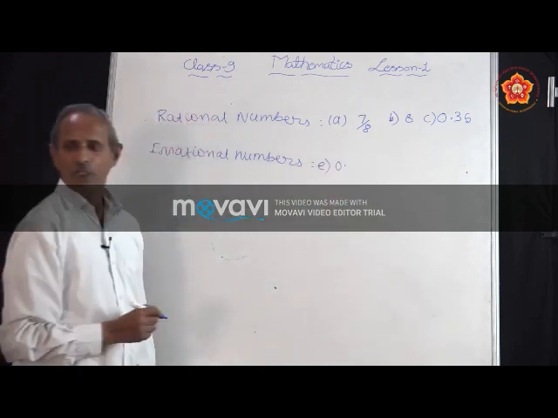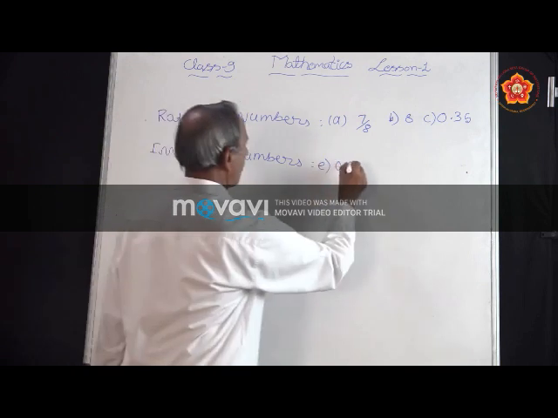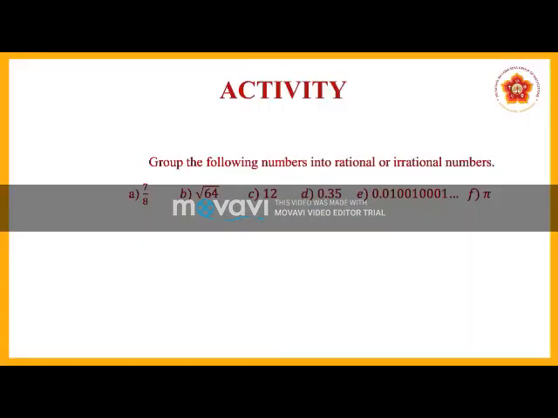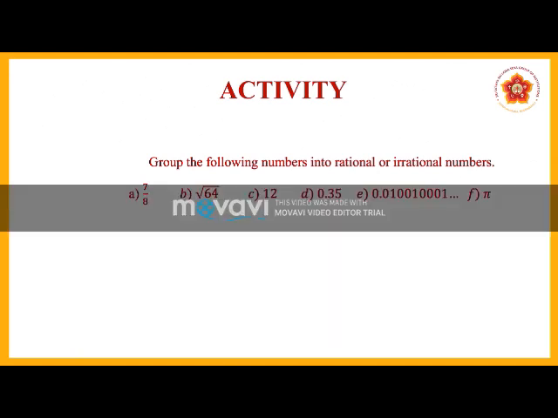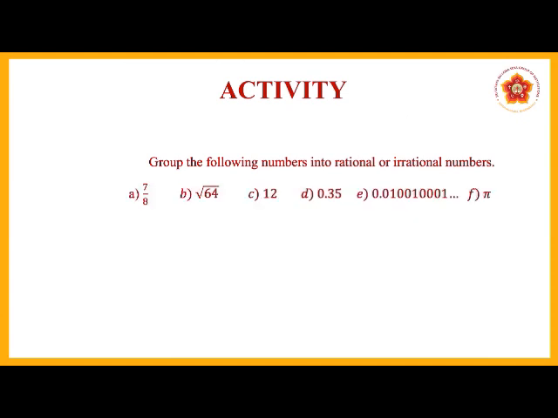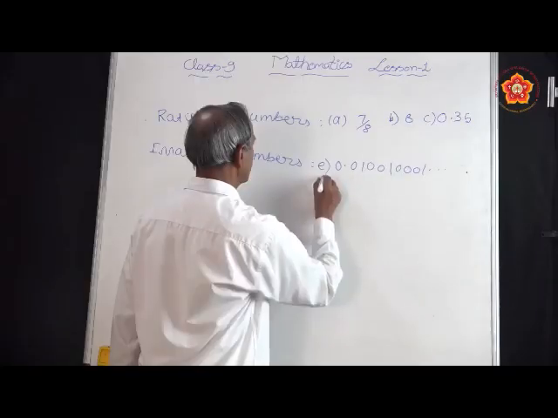0.01001000100001, etc. It is a non-terminating and non-recurring decimal, so it is an irrational number. Now the next number is given as pi. Already you know that pi is a non-terminating and non-recurring decimal, so it is also an irrational number. So pi also belongs to this group.